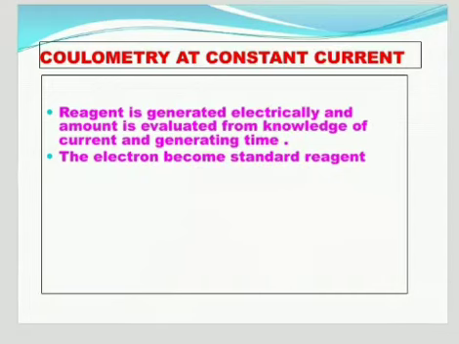Today we will discuss constant current colorimetry, also known as colorimetric titrations. The constant current colorimetric titration is based on the principle of constant current electrochemical generation of titrants, which react quantitatively with the substance to be determined.